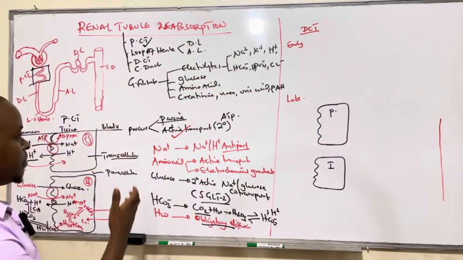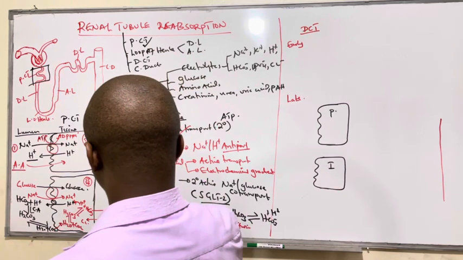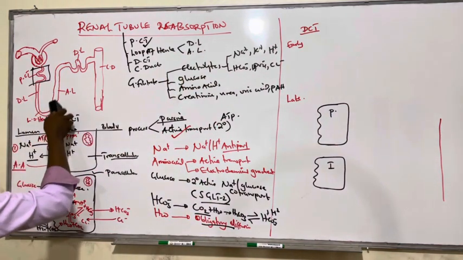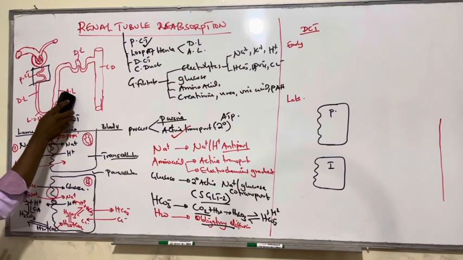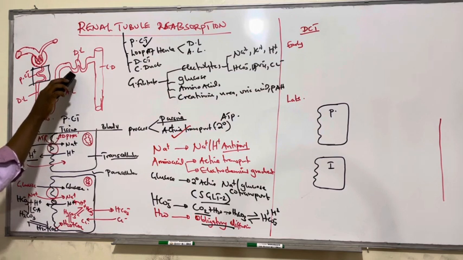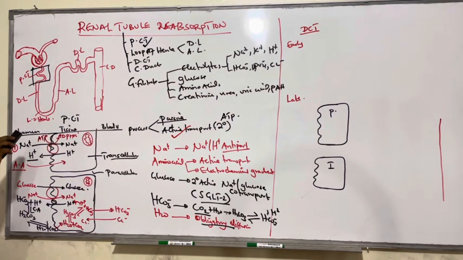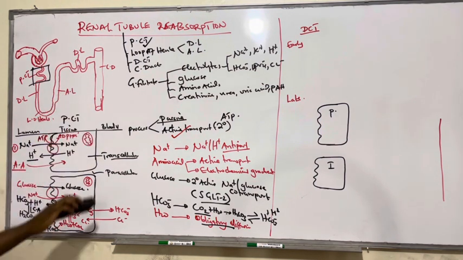So from here, we can move into the loop of Henle, which is a hairpin loop made up of the descending limb and ascending limb. The descending limb is thin, the ascending limb has a thick part, what we call the thick ascending. And we shall see the majority of the reabsorption of solutes happening in the thick ascending.